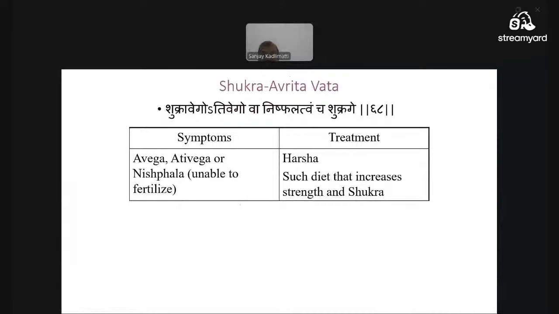Treatment, very clearly, Harshana means Vajikarana. And Ahara which increases Shukra, Shukrala Ahara, can be given. Vajikarana and Shukrala Ahara can be given. Shukra Pravartaka can be given.